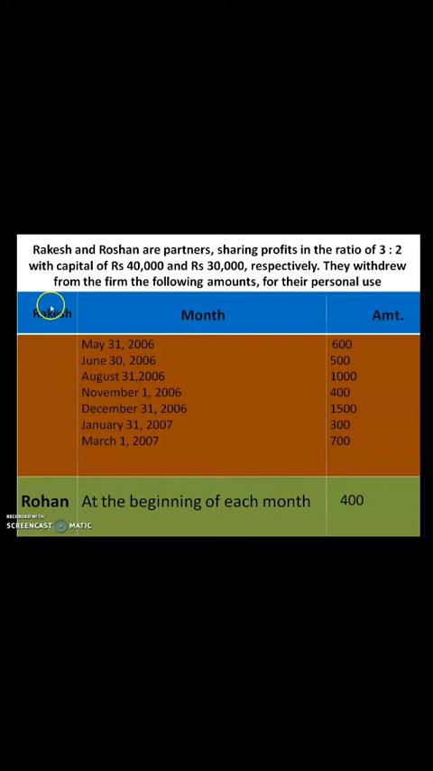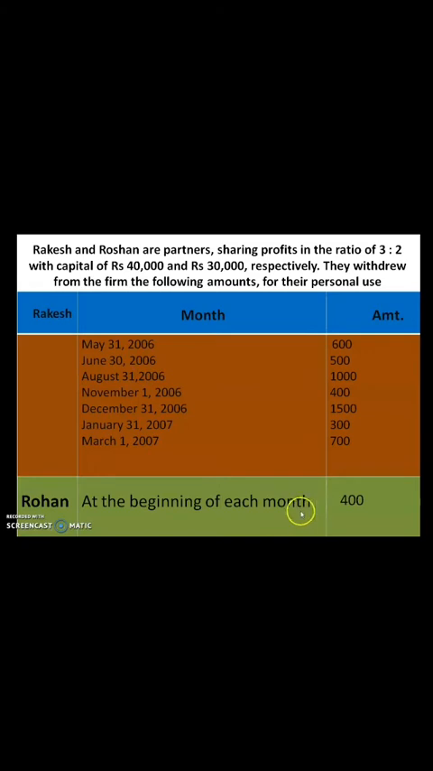So this is the case of Rakesh. Rakesh is withdrawing the amount for his personal use in the following months. So you can see that in different months, different amounts are withdrawn. So this is a case of irregular drawing. Okay, so for Rakesh, we have to calculate interest on drawing following the irregular drawing method. And in case of Roshan, what is given? At the beginning of each month. So this is the case of regular fixed sum of money, that is 400 is withdrawn every month by Roshan.